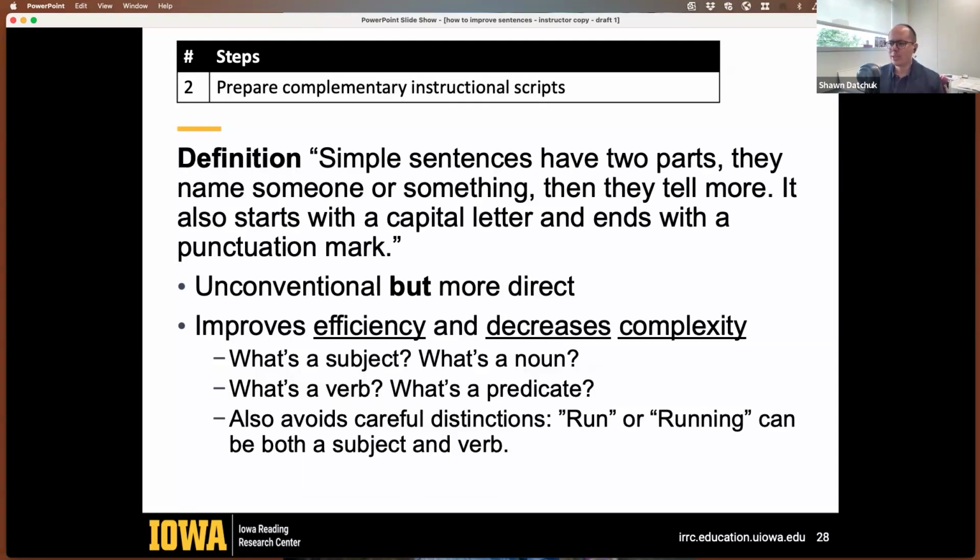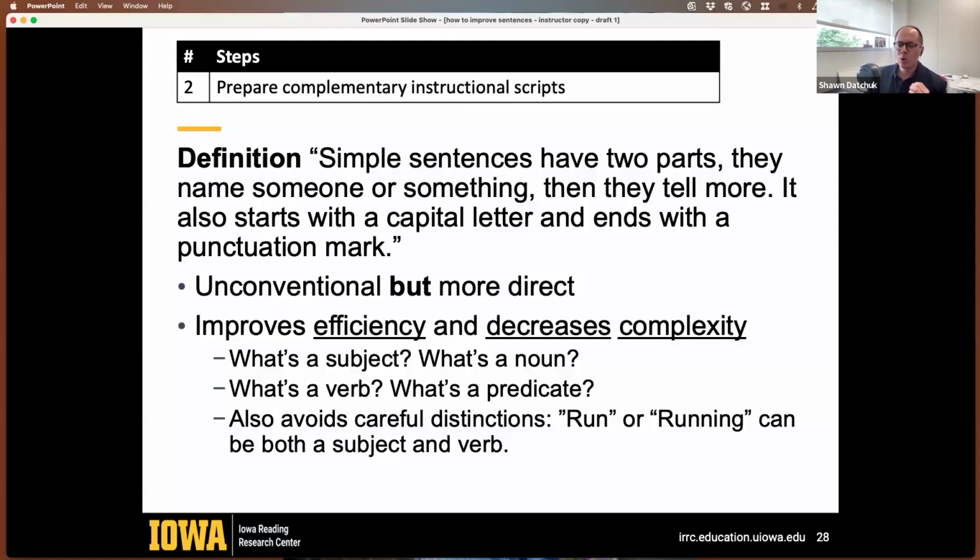So we use this definition to define simple sentence writing. We say simple sentences have two parts. They name someone or something, and then they tell more. So: name someone or something, tell more, starts with a capital letter and ends with a punctuation mark. Again, unconventional, but it's more direct. How we typically define sentence writing would be in parts of speech.